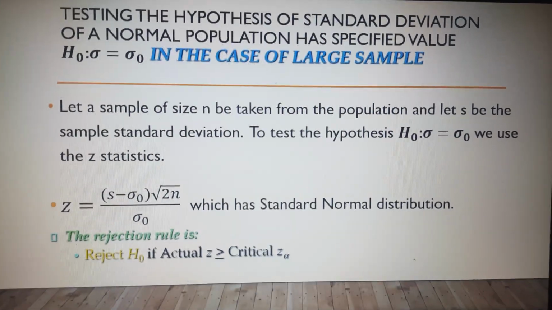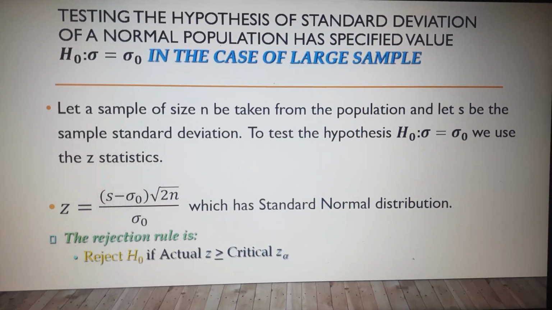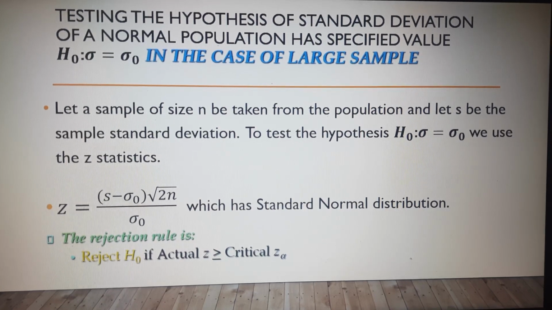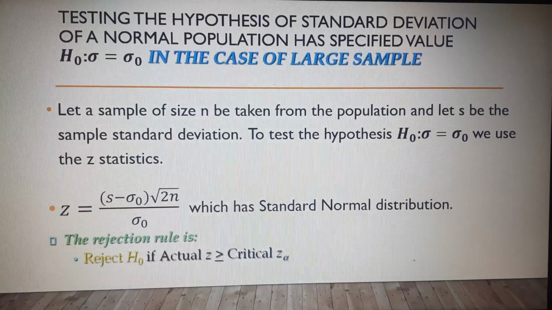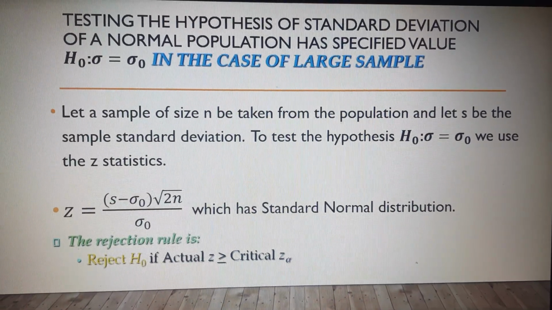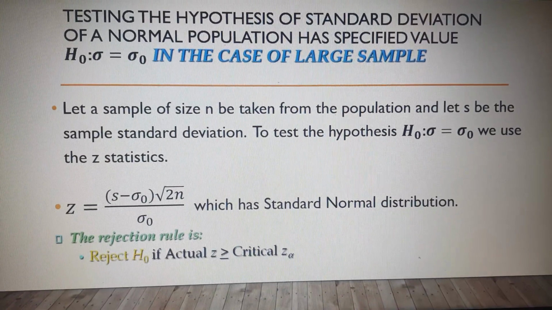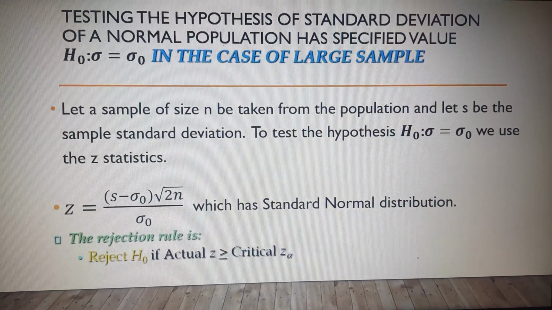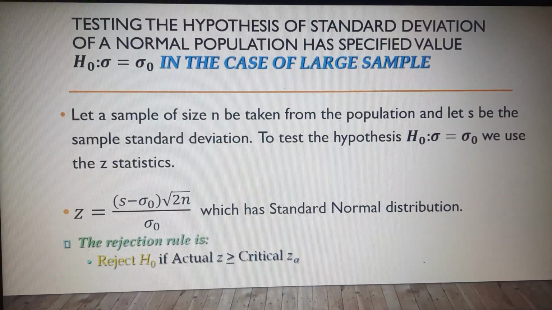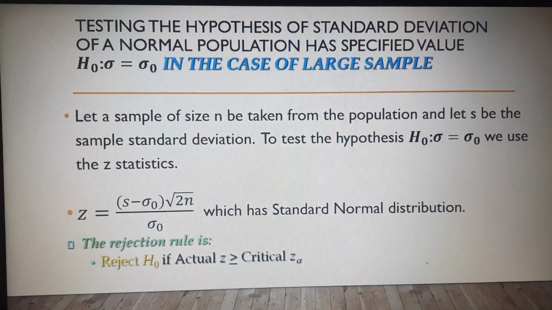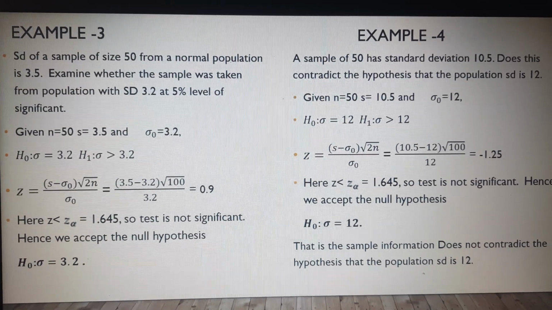So the second case, in the case of large sample: let the sample of size n be taken from the population and S be the sample standard deviation. Then to test the hypothesis H naught: sigma equal to sigma naught, we use the Z statistic, Z equal to S minus sigma naught into root of 2n by sigma naught, which has standard normal distribution. And the rejection rule is: reject H naught if actual Z is greater than or equal to critical Z alpha. So two examples are provided.